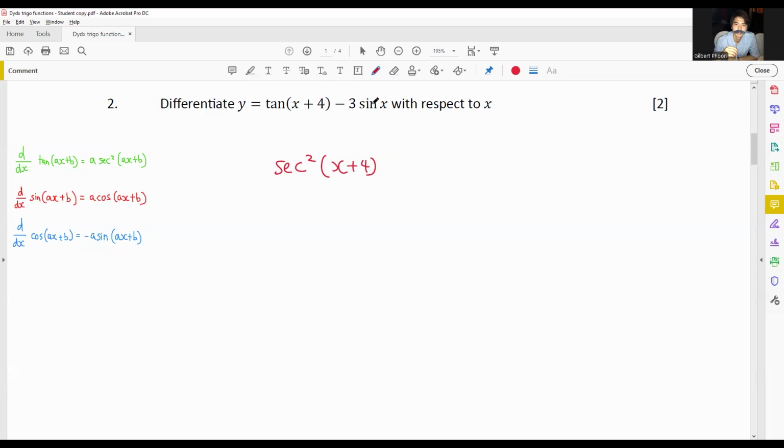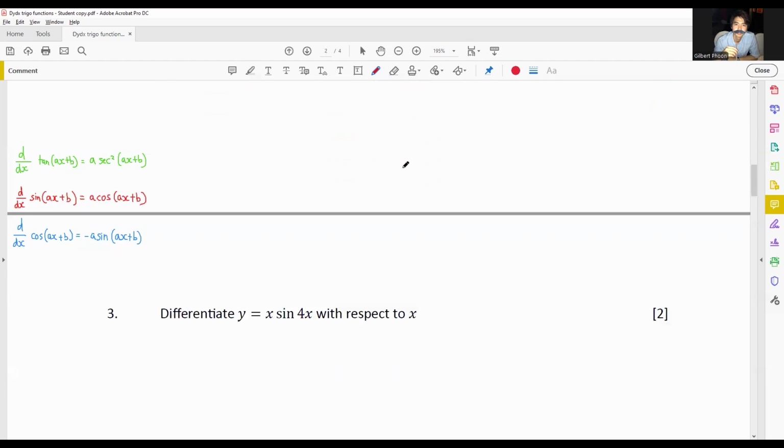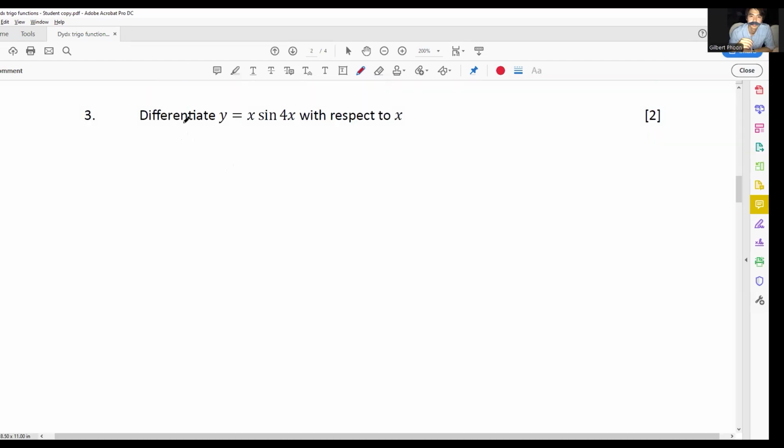Minus 3 sine x. So differentiating sine, okay? The way that I used to remember it is differentiate sine gives you cos, sounds like design cos. Okay? So when I remember design cos, I would have gotten this to become negative 3 cos x. Okay? Next. Differentiate y equals x sine 4x with respect to x.